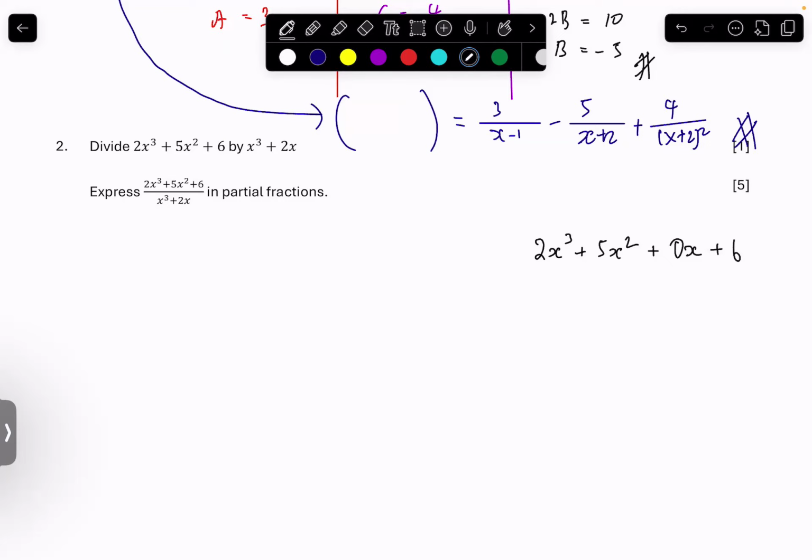So you must fill up. If there's a term lacking, you need to put it as 0. So in this case, we are lacking x, so we'll put 0x. So divided by x cubed plus 2x.